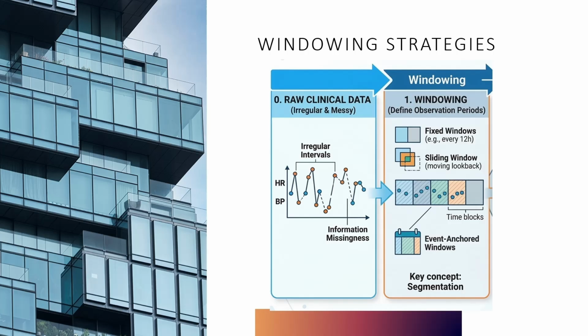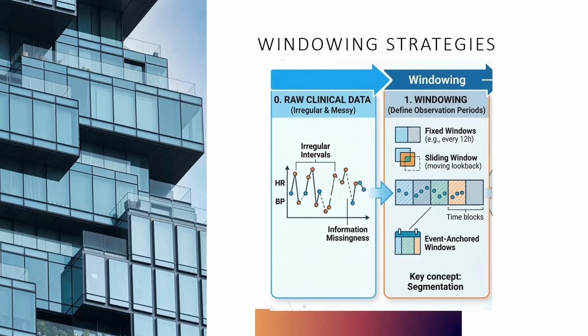Our first step in creating structure is windowing. We cannot analyze a patient's entire history. We have to segment the timeline into defined observation periods. The most common method is the sliding window or look-back window. For example, if we are predicting a risk event right now, we might extract features based strictly on the data collected in the preceding 6 or 12 hours.